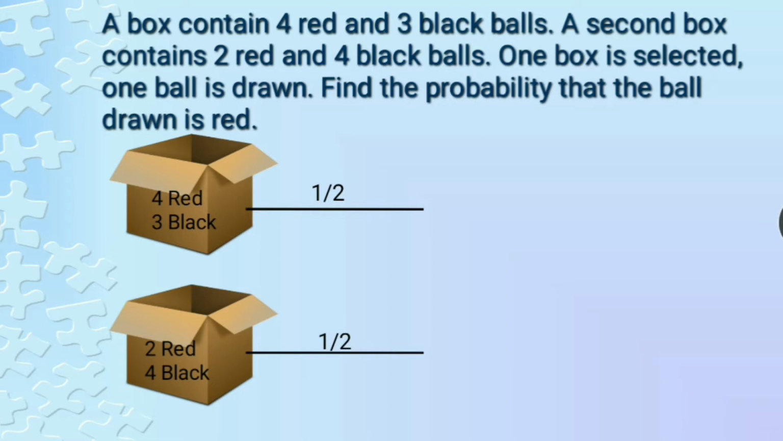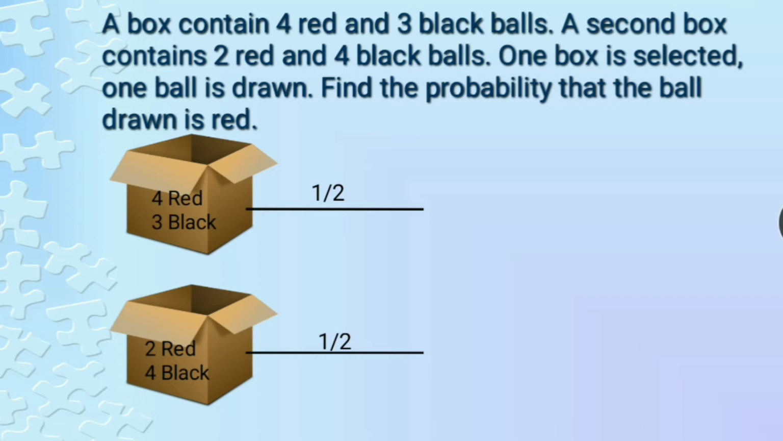And then after selecting either the first box or the second box, we have to choose one ball. And we have to find the probability that the ball drawn is red. So if the first box is drawn, then what will be the conditional probability of a red ball? Why will it be conditional? Because we have already chosen the first box and then we have to choose the red ball. So it is conditional probability. The first event has already occurred, then we have to choose for the second event, that is the red ball.